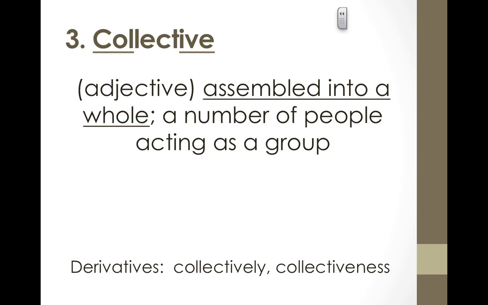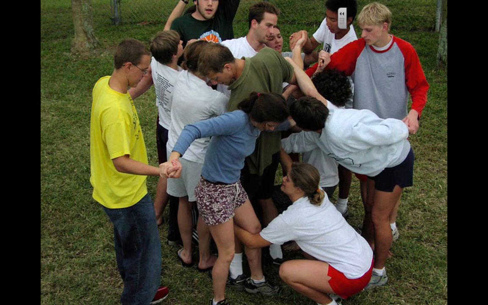You're acting as one together as a group. And it has the suffix -ive, which is either going to be a noun or an adjective. In this case, it's an adjective. It's trying to show that it has a quality of something. So it's the quality of being together as one. Some other derivatives are collectively or collectiveness. And the example, I don't know if any of you guys have ever done this team builder. I know I've done this several times. It's the human knot, where you have to work as one, kind of be one group together.